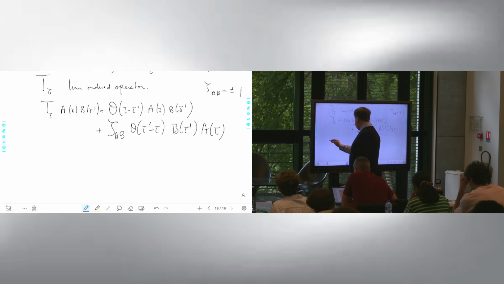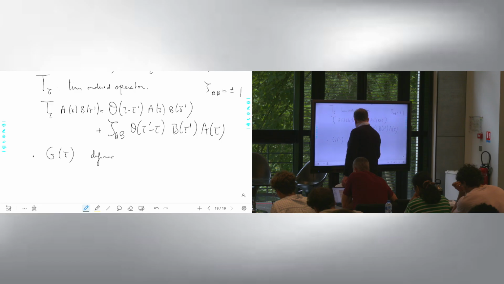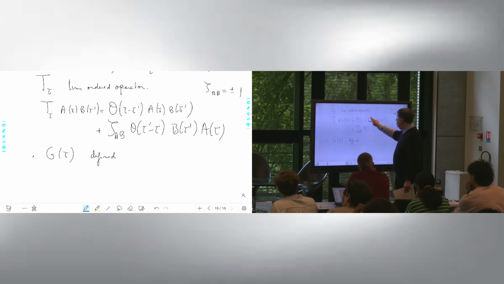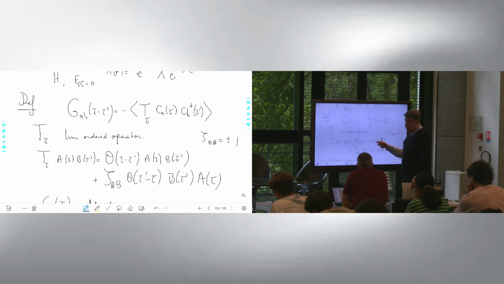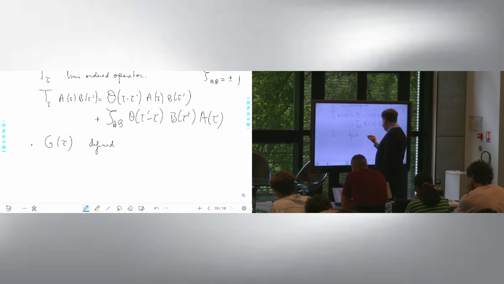So G of tau, and that's a point which is often missed, is defined as a function of tau minus tau prime, with tau prime going from 0 to beta. It's defined really on minus beta to beta.